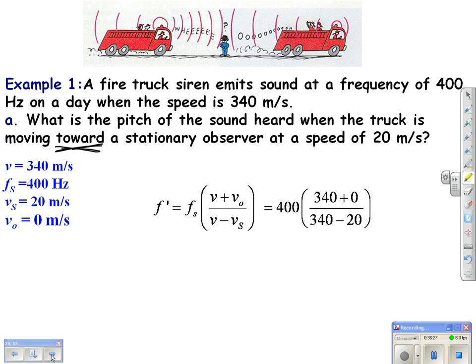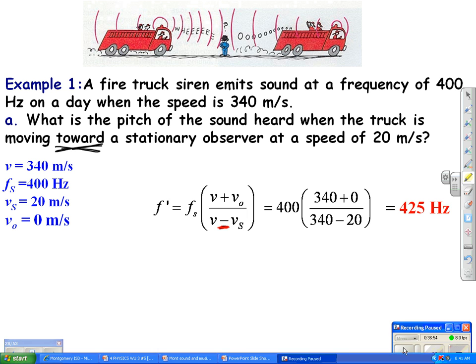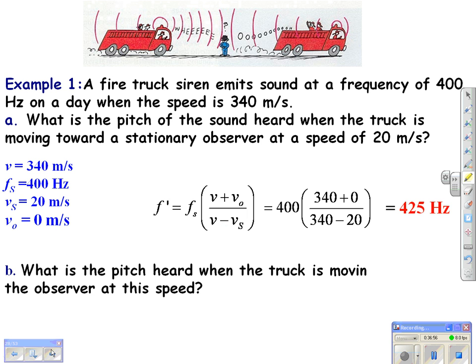So we have our 340 plus 0 over 340 minus 20, because this was a negative sign here, not because it was going away from us, times our 400. You should get an answer, if you've done this correctly, of 425 hertz, but make sure you can do this calculation on your calculator. Okay.